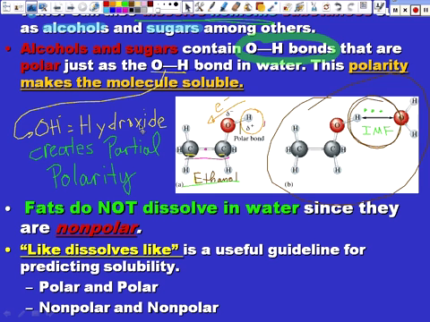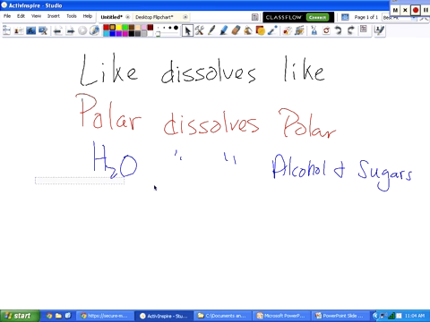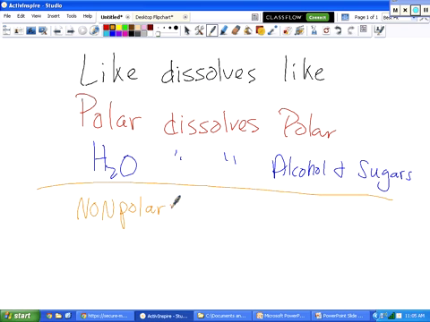Let's come back over here. If polar dissolves polar, then what else can we say? Non-polar dissolves what? Okay? So, if we have things such as oil, what do we know about oil in terms of its polarity? It's non-polar. So, oil will dissolve an oil. Now, what is another word for an oil? A fat. What's the biological name for a fat? A lipid, okay?